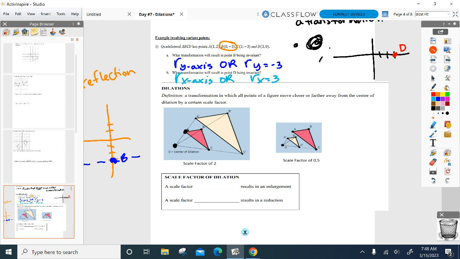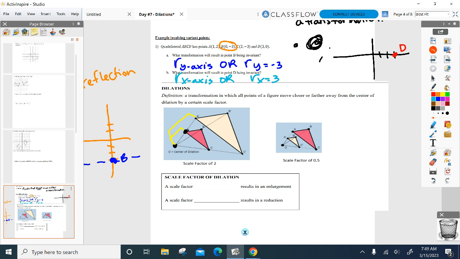So take a look at my picture here. This is an example of a dilation with a scale factor of 2. Let me tell you what's happening. Right now, the center of dilation to A is a certain distance. What I'm doing is doubling that distance away from the center. That's what's happening when I dilate by a scale factor of 2. I am doubling the distance away from the center.